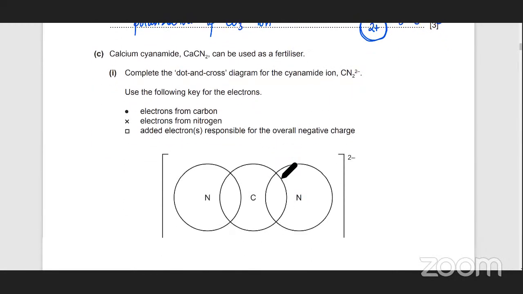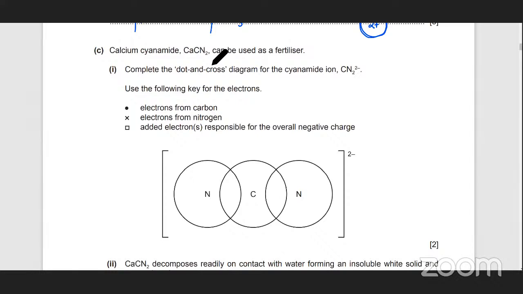Next, you have a CN2 molecule. It says complete the dot and cross diagram for the CN2 2- ion. Carbon has 4 electrons in its outer shell. I'm assuming it's going to share 2 electrons over here and 2 on the other side. Nitrogen is also going to form a double bond. Nitrogen has a total of 5 electrons. Carbon's outer shell is complete. Carbon cannot accommodate more than 8 electrons, because it is in the second shell. Remember, the second shell cannot have more than 8 electrons.